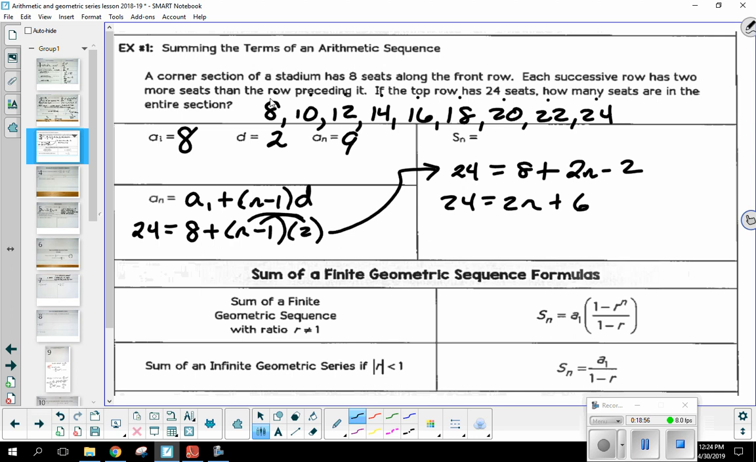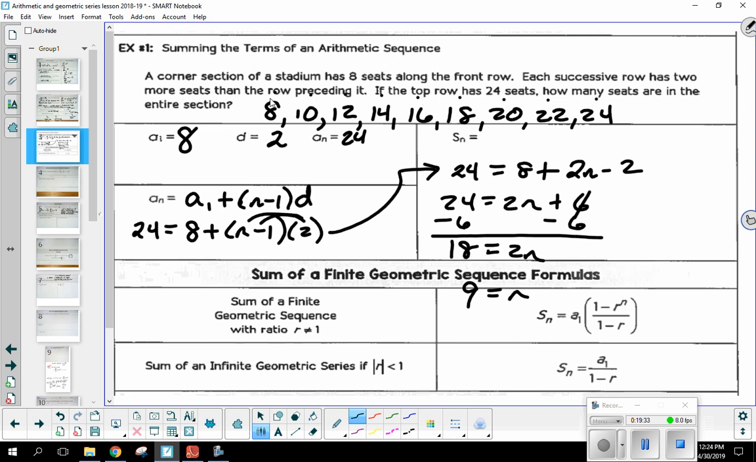Go ahead and subtract the 6. Those cancel. 24 minus 6 is 18, which is equal to 2n. So n is equal to 9. See, I was able to get 9 terms. So you could still use that formula we had previously to help you find missing items. Oh, I'm sorry, I made a mistake here. N is 9. The last term is actually 24. That's my fault, because the number of seats is the actual term value. The row number is the term number.